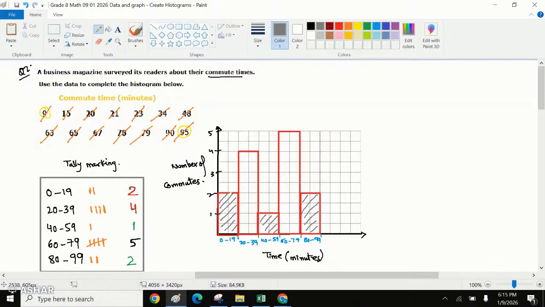By looking at the graph, we can say how many commutes were there between 60 and 79. There were 5 commutes, right? Rather than looking at the data and processing the data, we have created a histogram that gives us the information. And you need to remember that the bars in the histogram do not have a gap between them. They are connected to each other, right? So whenever we draw a histogram, we draw it such that the bars are touching each other.